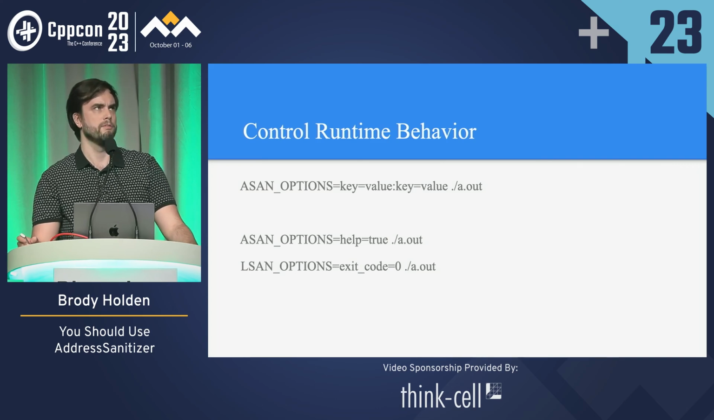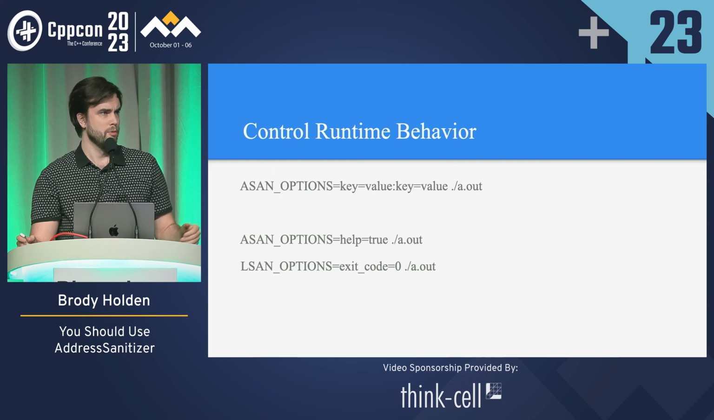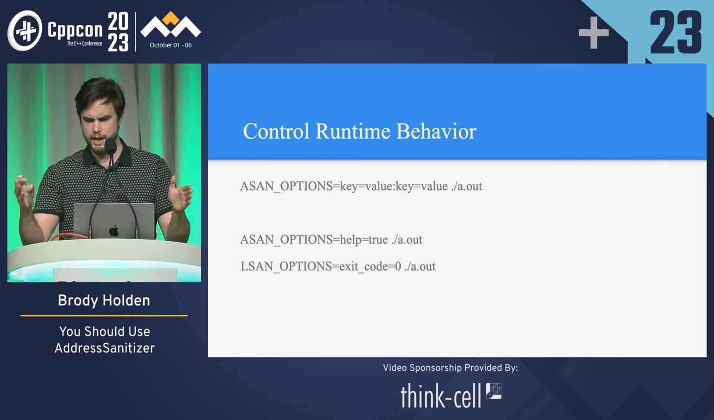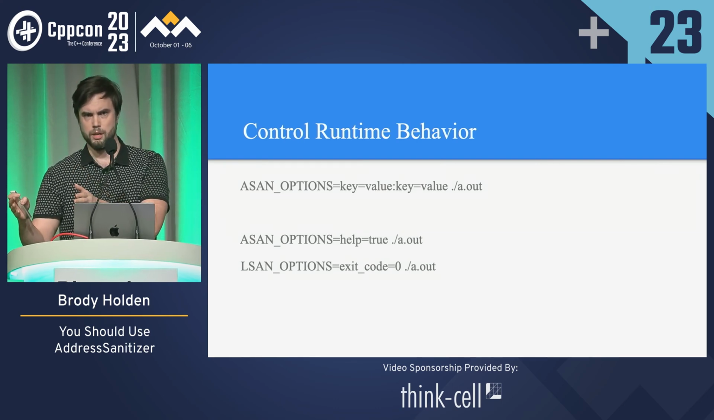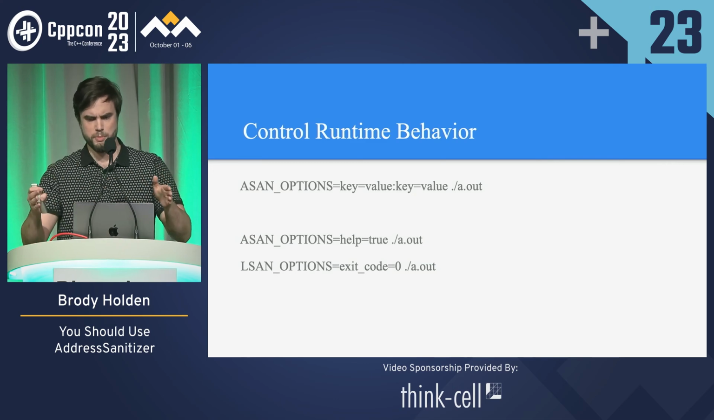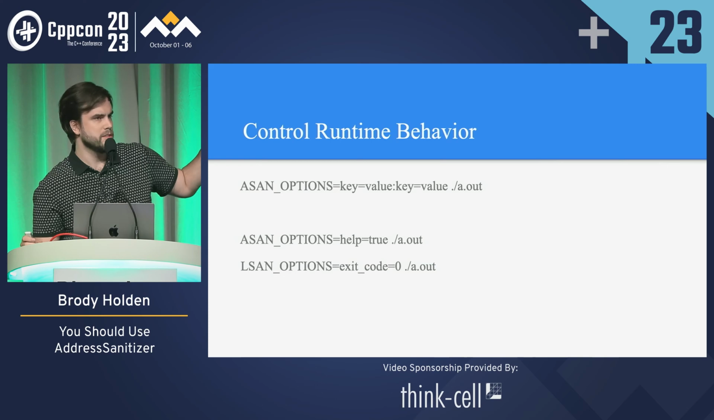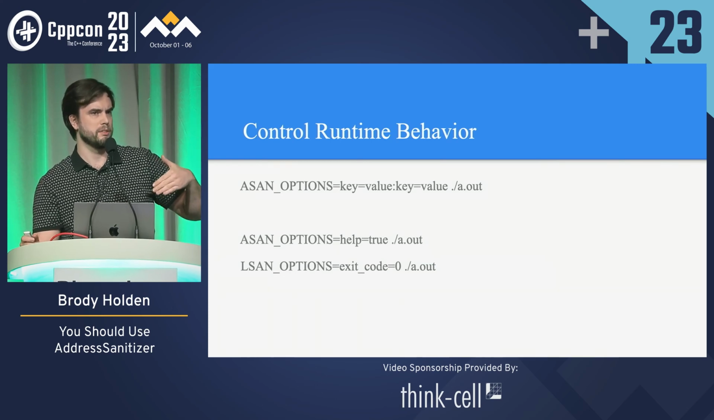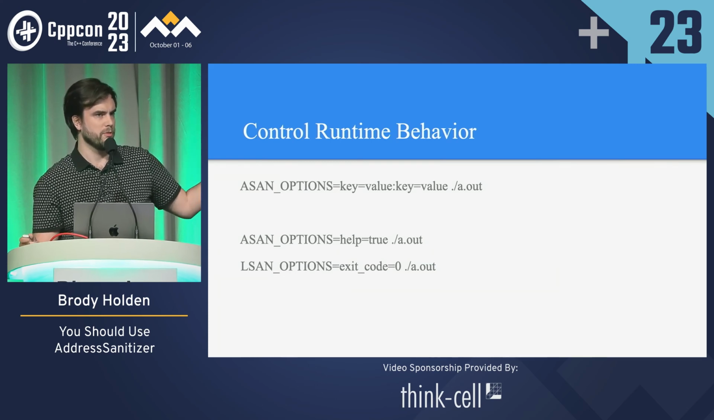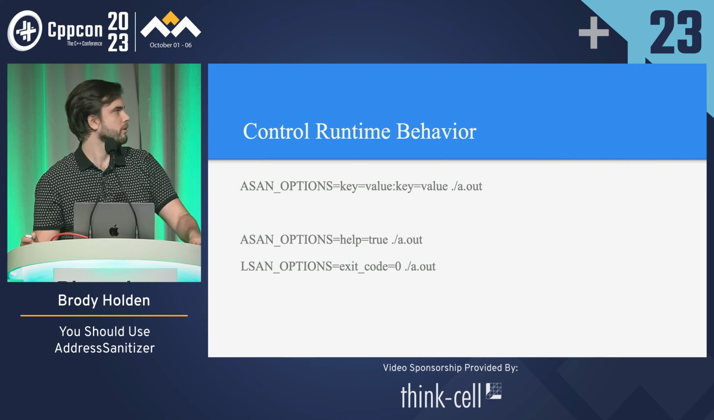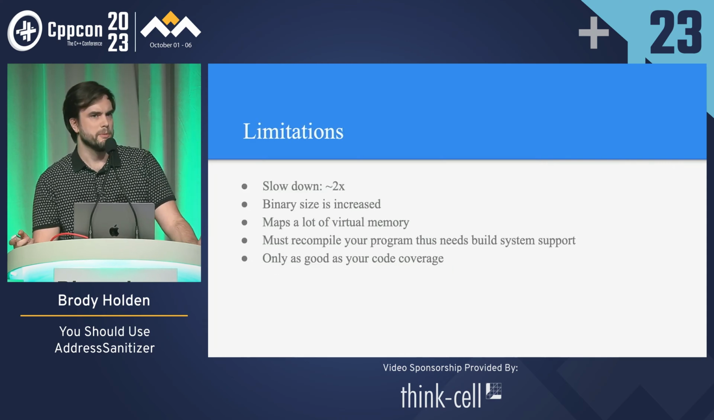So say you have a code generator that leaks, but you want to get all the way through the build step, but you still want to know about your leaks. You can set it to exit 0, so it'll print out about the leaks, but it won't exit with an error code. So there's some limitations to it.